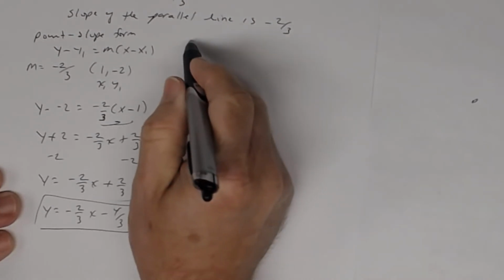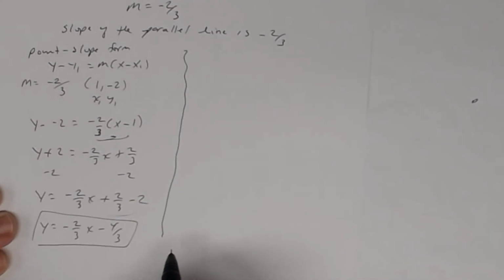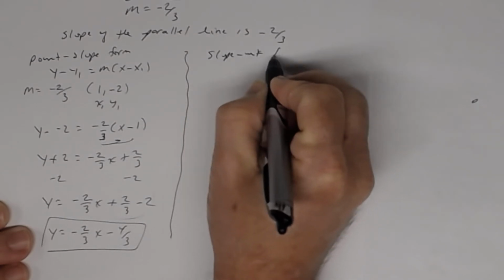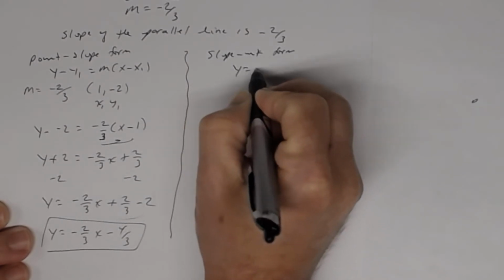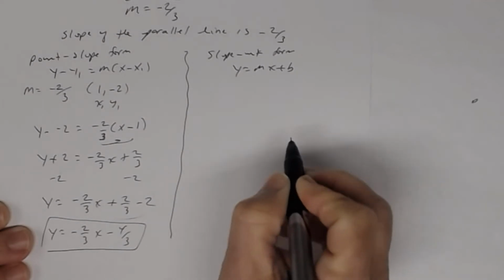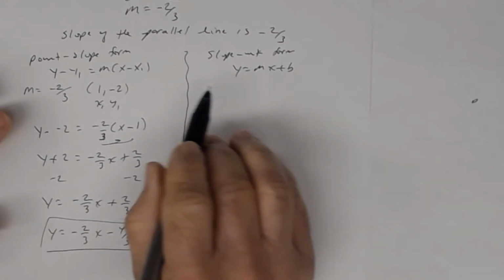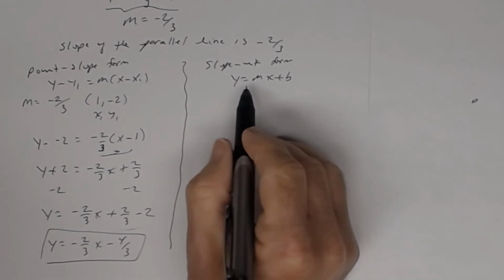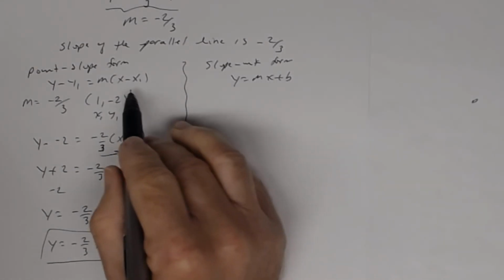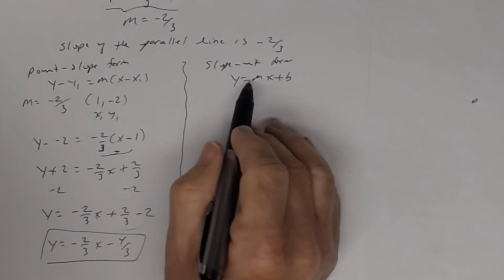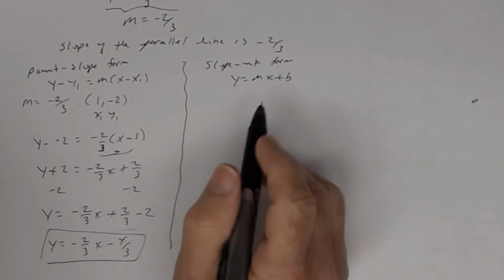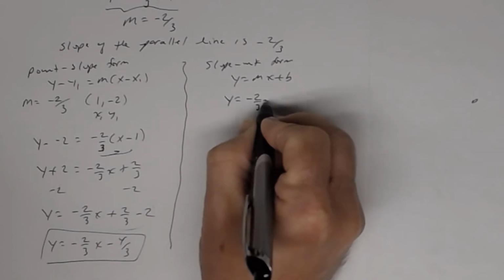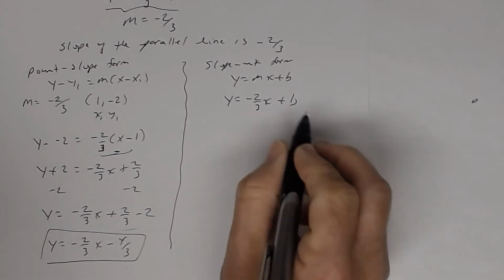Now, the second approach, remember, was to use slope-intercept form, which is y equals mx plus b. It does not matter which approach you take. Regardless, whichever approach you take, you got to know the slope, which I do know is negative 2 thirds. So here's what I have so far. I have y equals negative 2 thirds x plus b, right?